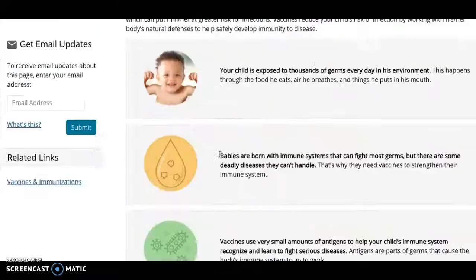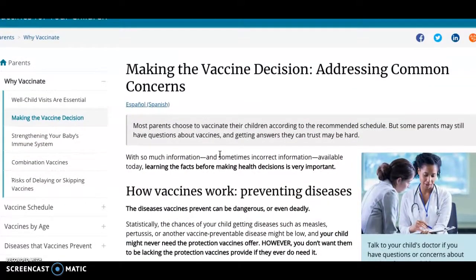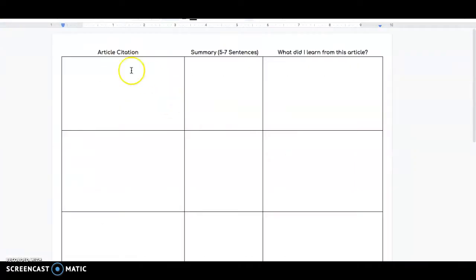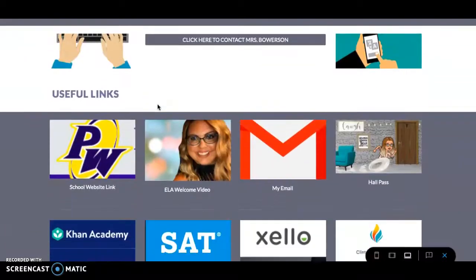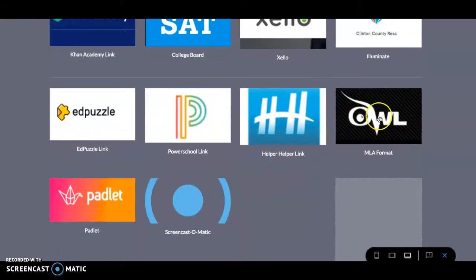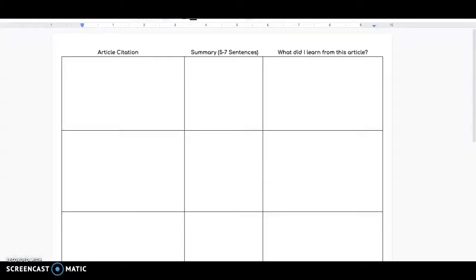Now, before I read the article, I'm going to want to cite it, because the first thing on my chart here is article citation. You guys have to use OWL Purdue, and if you go to my website, there's a link right there for you to be able to do that. If you scroll down here, there's a link on how to do MLA format. You click it, it will take you right there. Once you go on there, you can cite your article and put the citation here. So here I've just put in the citation for that article that I'm going to read.